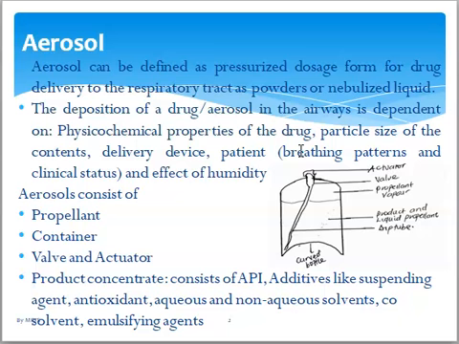the lower levels? Now, of course, an aerosol consists of the propellant, the container as shown here, the valve and actuator, and the product concentrate, which can consist of the API, that's the active, and other additives, suspending agents, and all these other ones.